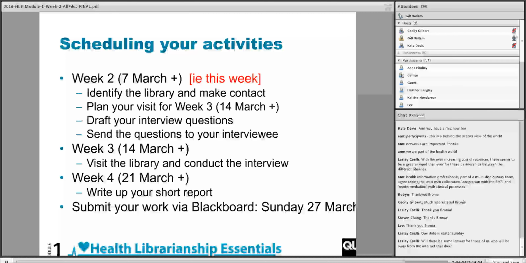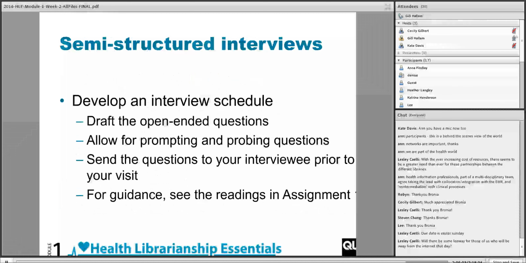If you can draft your interview questions and then send the questions to your interviewee, that's another way to make sure that they've given some thought to the ideas that you want to explore. Then in week 3, the 14th of March onwards, go and visit them and conduct the interview. And then you've got a week or so to write up the report and submit your work via Blackboard.